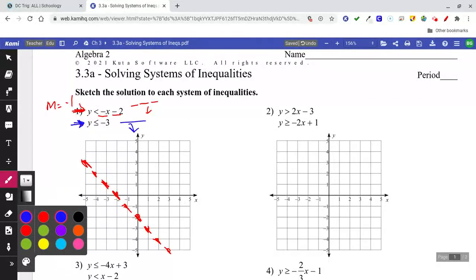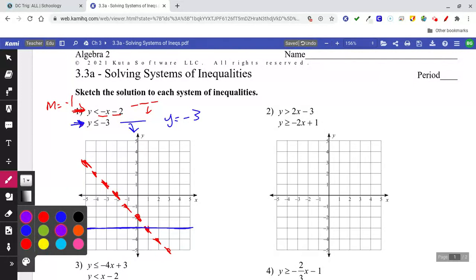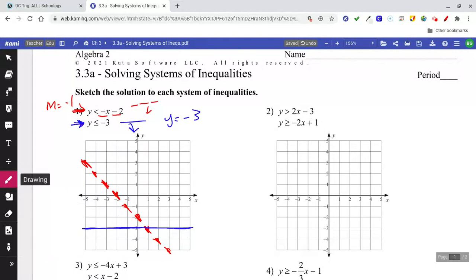So y is less than or equal to -3. Treat it like y equals -3. Y equals -3 is just a horizontal line. But we're going to shade down below it. So if you think about it, what we've got is the two lines that I've drawn have split the coordinate plane into 4 parts. Part number 1, part number 2, part number 3, and part number 4.